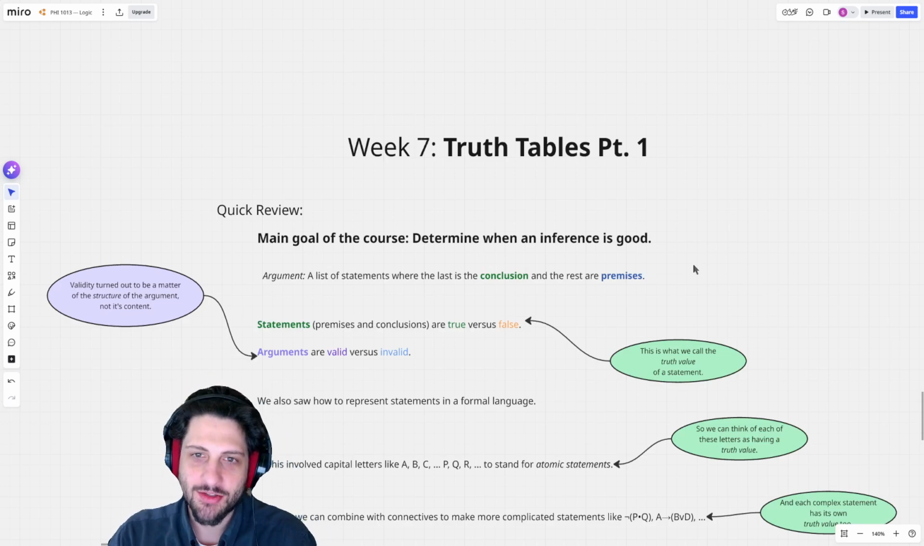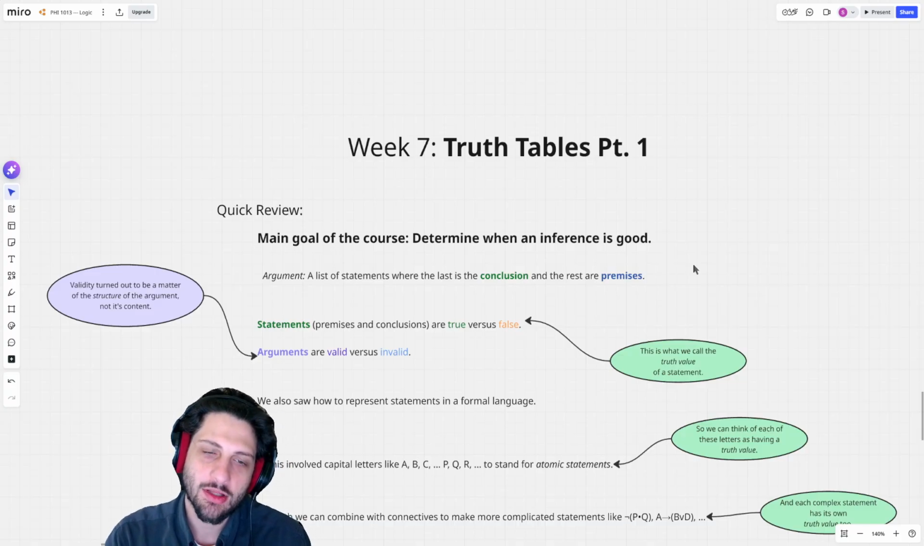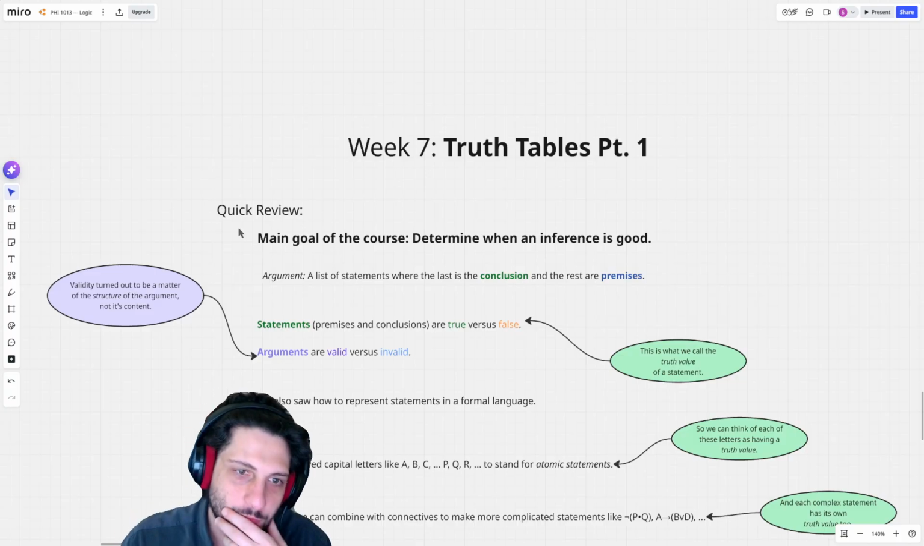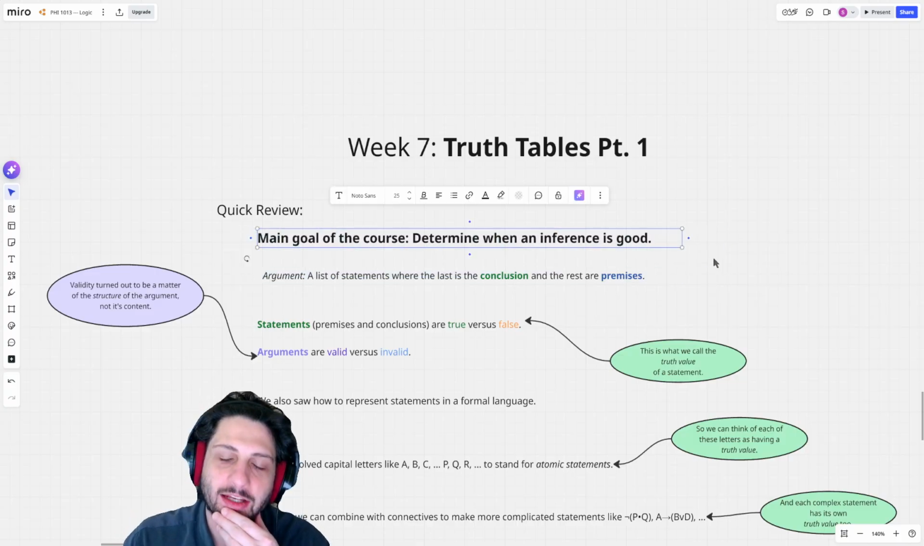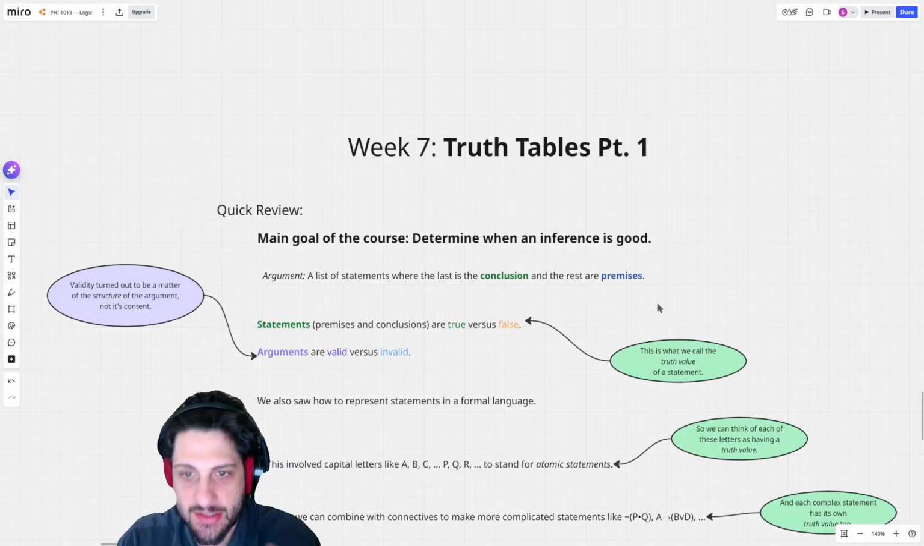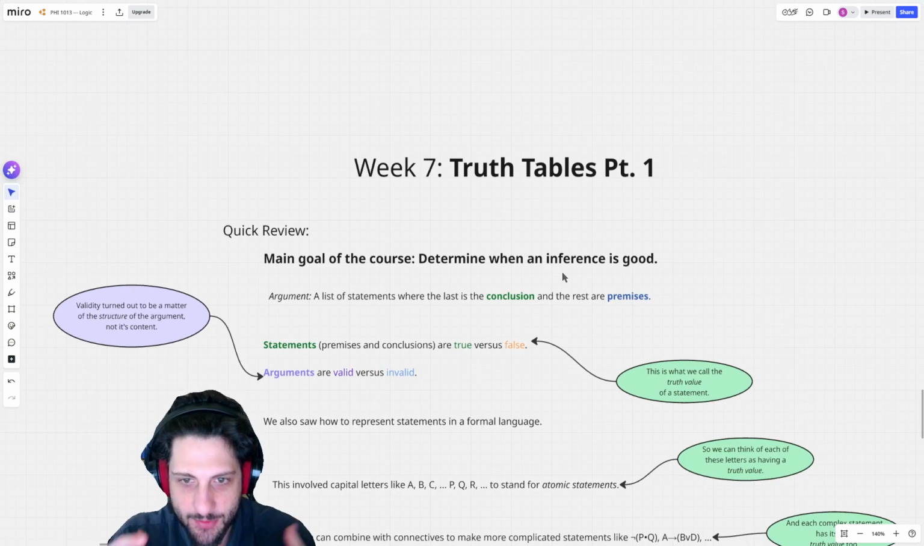Alright, let's go ahead and get started with our next major unit, which is truth tables. Okay, so far, let's recap a little bit of what we've been talking about. We established at the beginning that our main goal in logic is to determine when an inference is a good inference. And an inference is one of these things where we're just trying to move from some sort of reasons to some sort of conclusion.